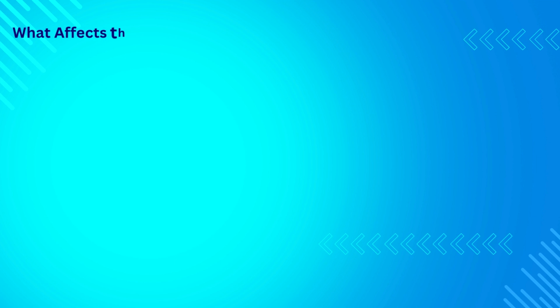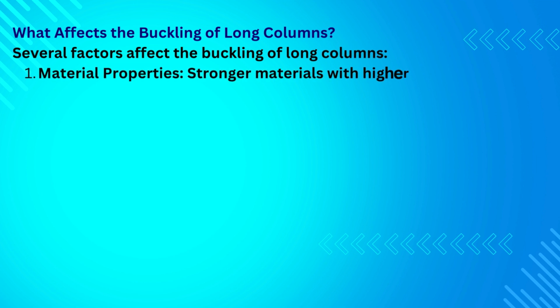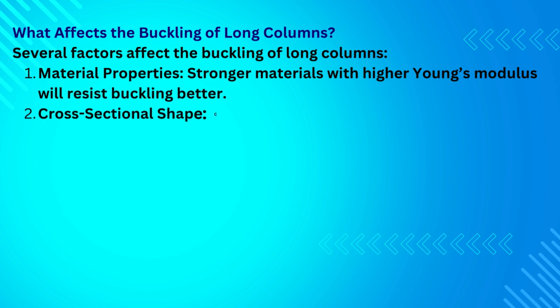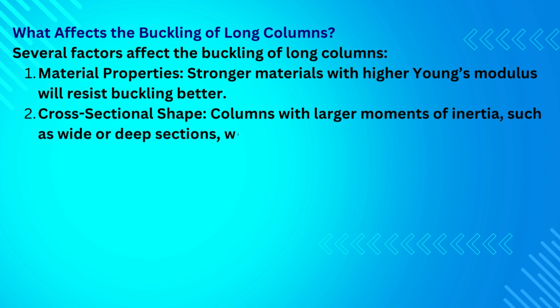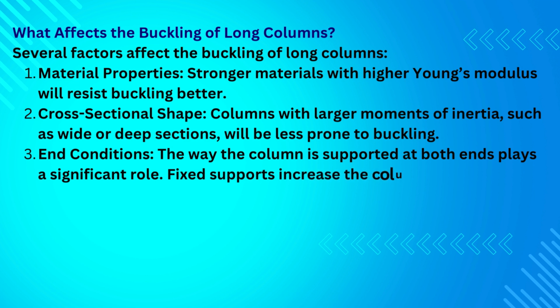What affects the buckling of long columns? Several factors affect the buckling of long columns. 1. Material properties. Stronger materials with higher Young's modulus will resist buckling better. 2. Cross-sectional shape. Columns with larger moments of inertia, such as wide or deep sections, will be less prone to buckling. 3. End conditions. The way the column is supported at both ends plays a significant role.